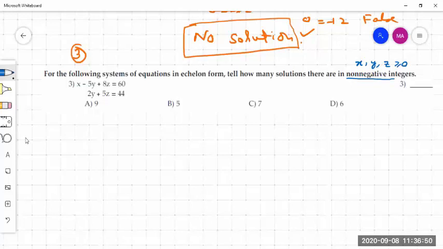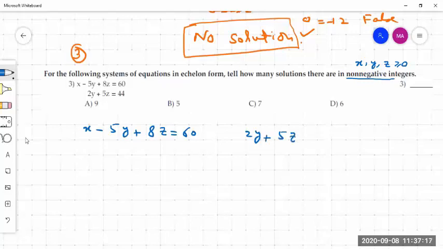So for example, this is really easier to do it one way: you write out this echelon form, right? So you can write from the first equation, let me write it here. So x minus 5y plus 8z is equal to 60. And the second equation is 2y plus 5z is equal to 44.